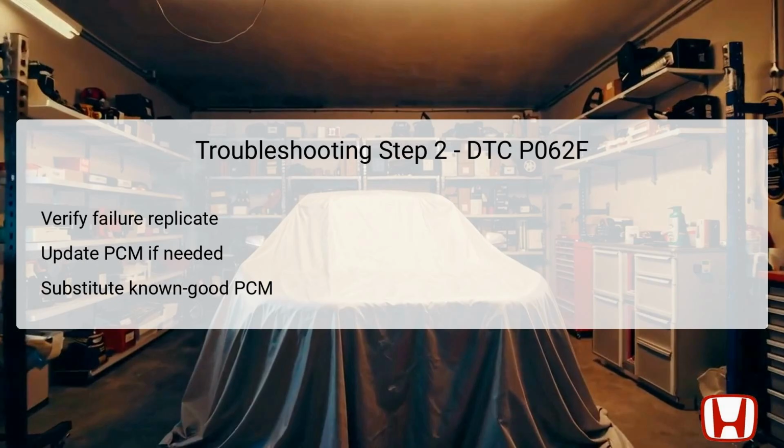If failure duplication occurs and the PCM does not have the latest software, it may require an update. Manufacturers often release software updates to rectify known issues and improve functionality. In cases where the software update does not rectify the error, the next line of action is to substitute the current PCM with a known good unit.